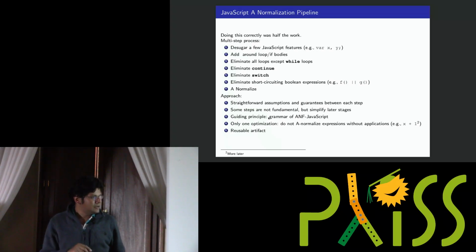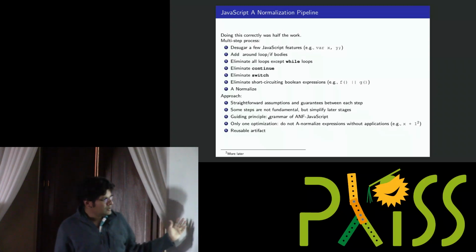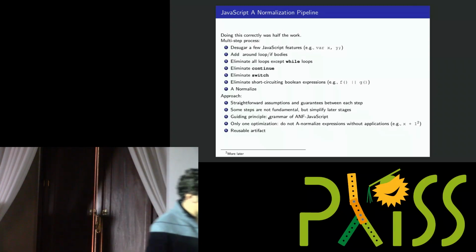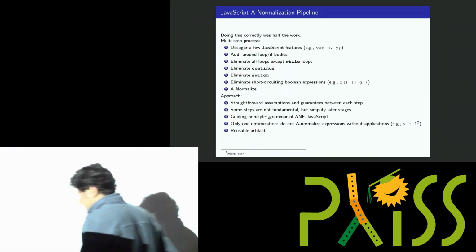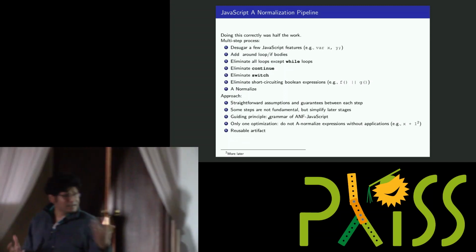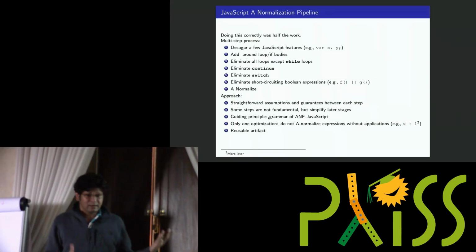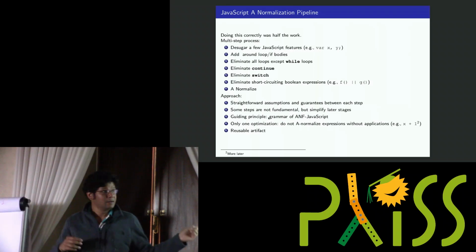There's only one optimization in this entire toolchain, which is that we don't A-normalize expressions without applications. So like x plus 1, there's no function application there. There's no need to A-normalize it. We'll get back to that later. And this is a nice reusable artifact. We used it in another research project, and Emily's using it in something at the moment.